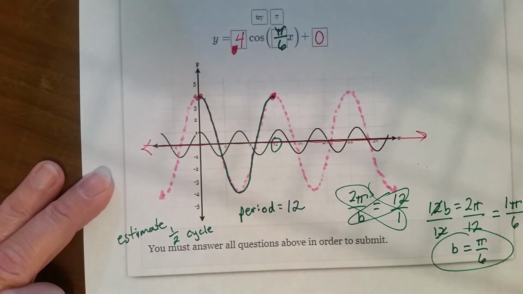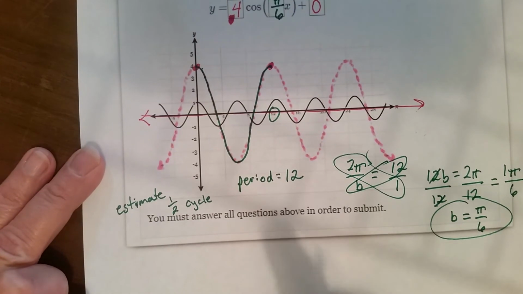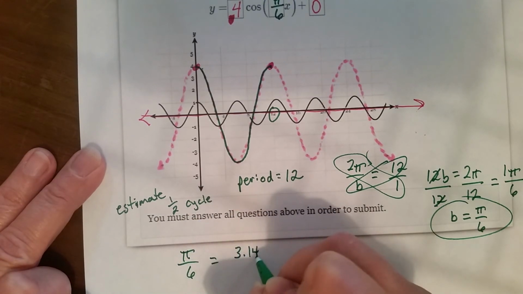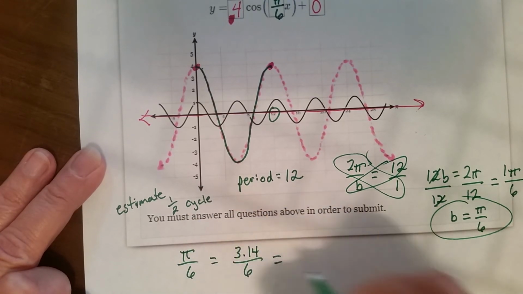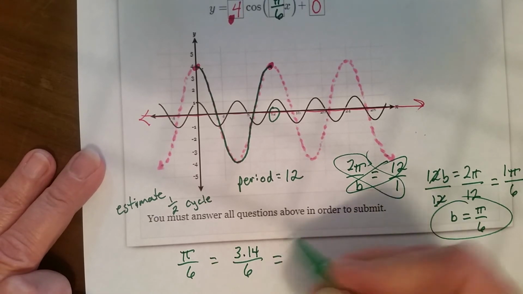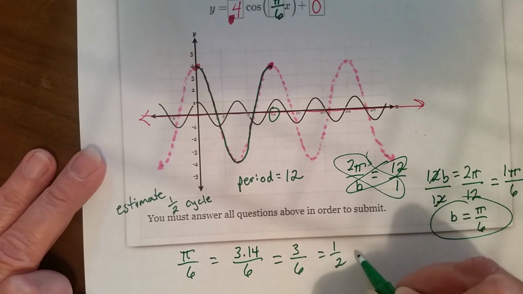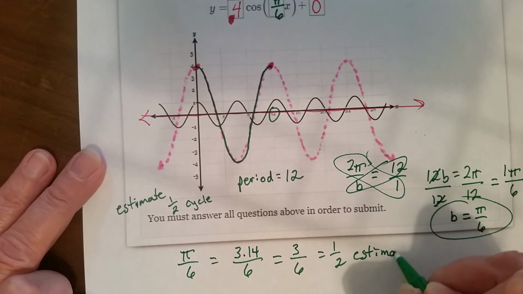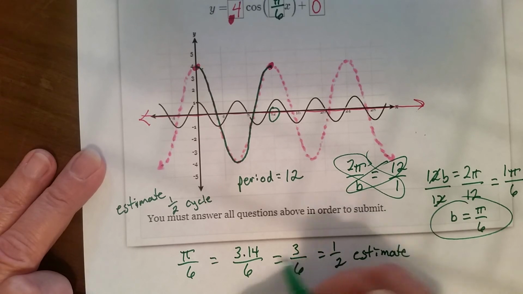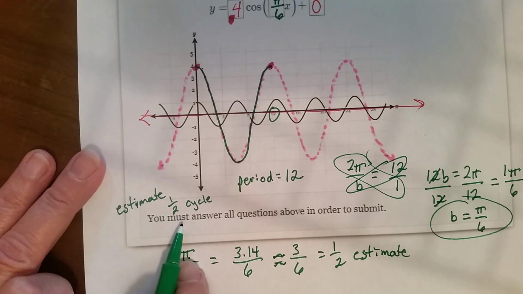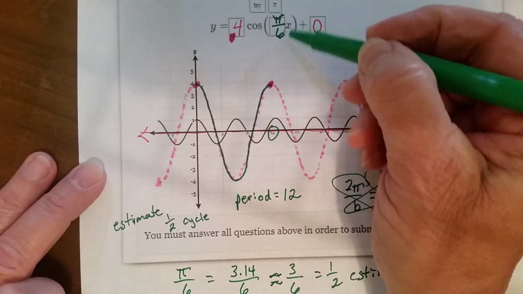Now what does that mean? Well, let's think about it. Pi over 6 means 3.14, etc., divided by 6. Well, son of a gun, would you look at that? That's like 3/6, which is in fact 1/2. Now keep in mind, this is all estimating because I rounded 3.14 to 3, so it's about that. And so the 1/2 a cycle was pretty darn good. We ended up with pi over 6.